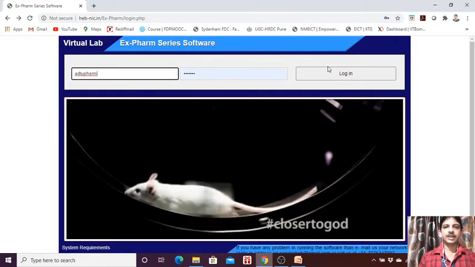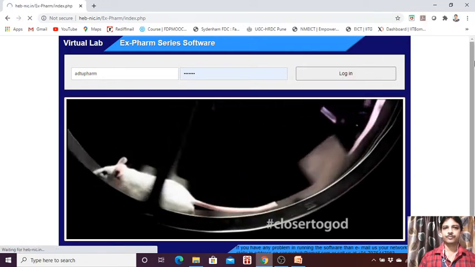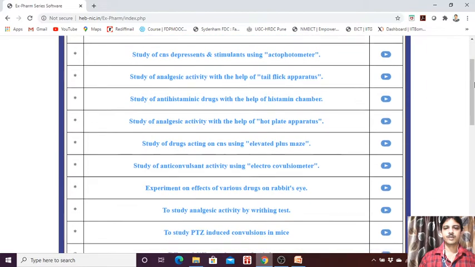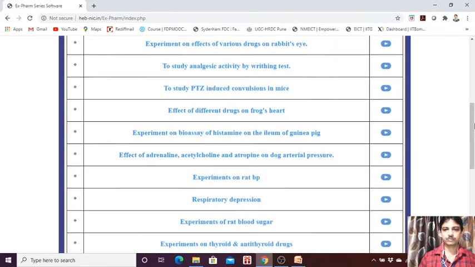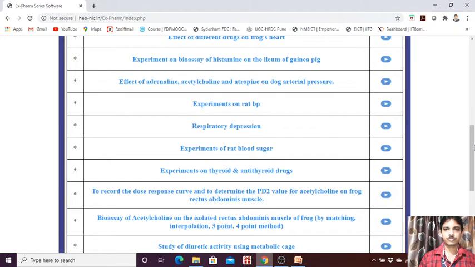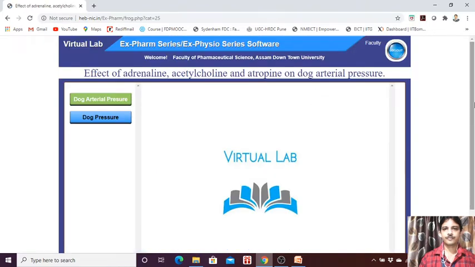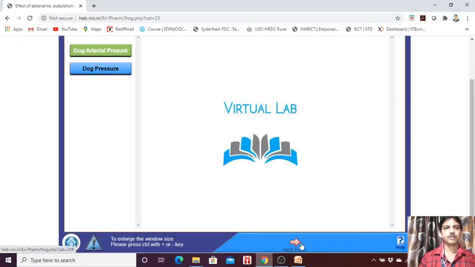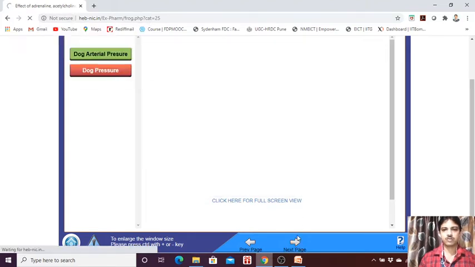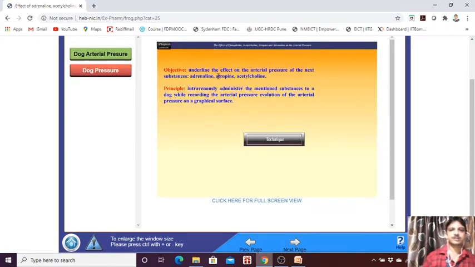So again to the login page, login, go to this is the experiment. So virtual enable flash reader, allow, next. So what is that?